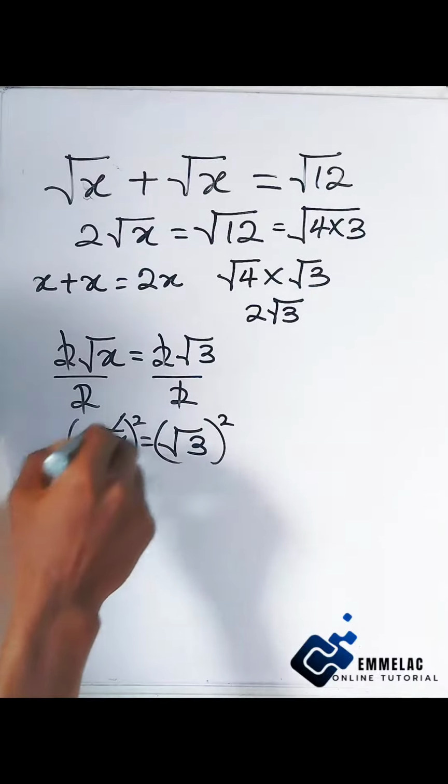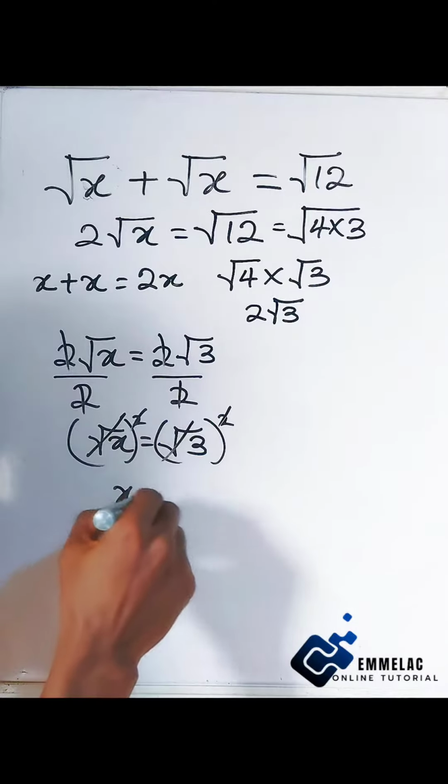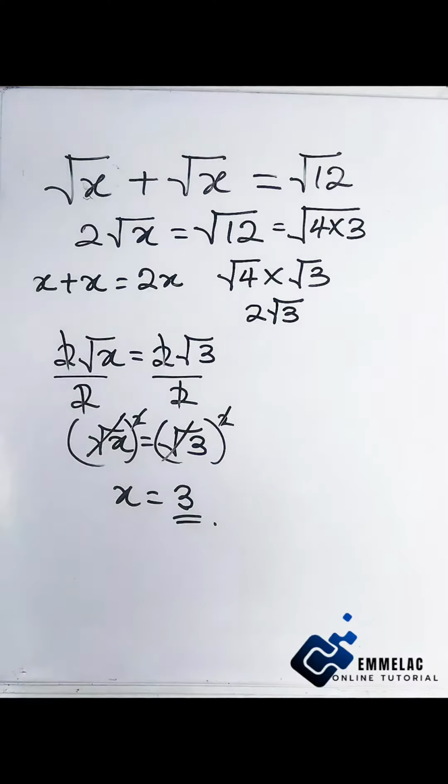So the square root eliminates the square. So here we have that x equals 3. Alright, so the value of x is giving us what? 3.